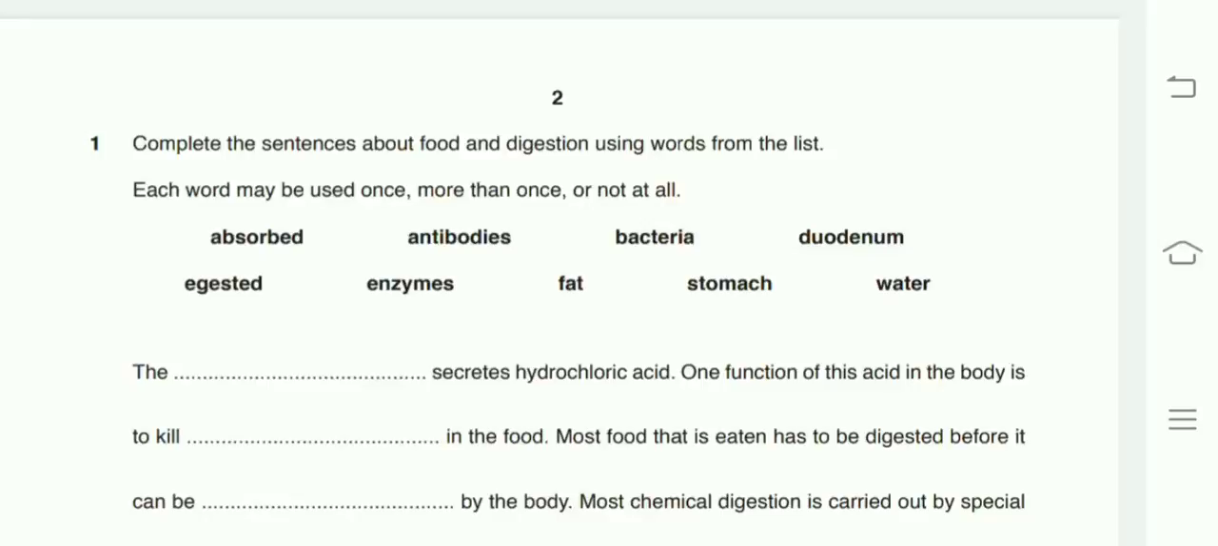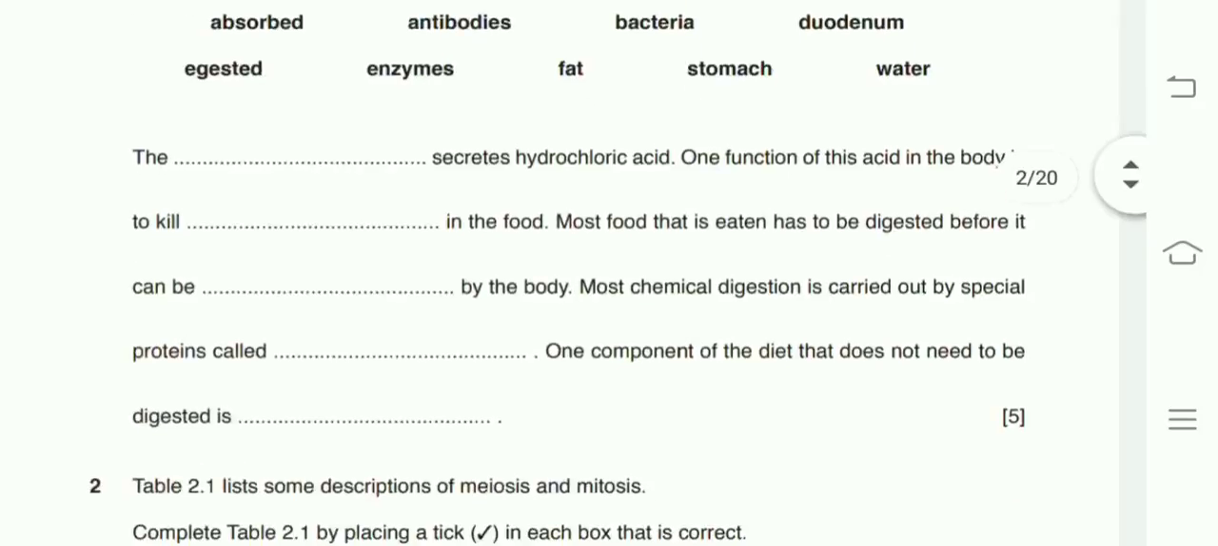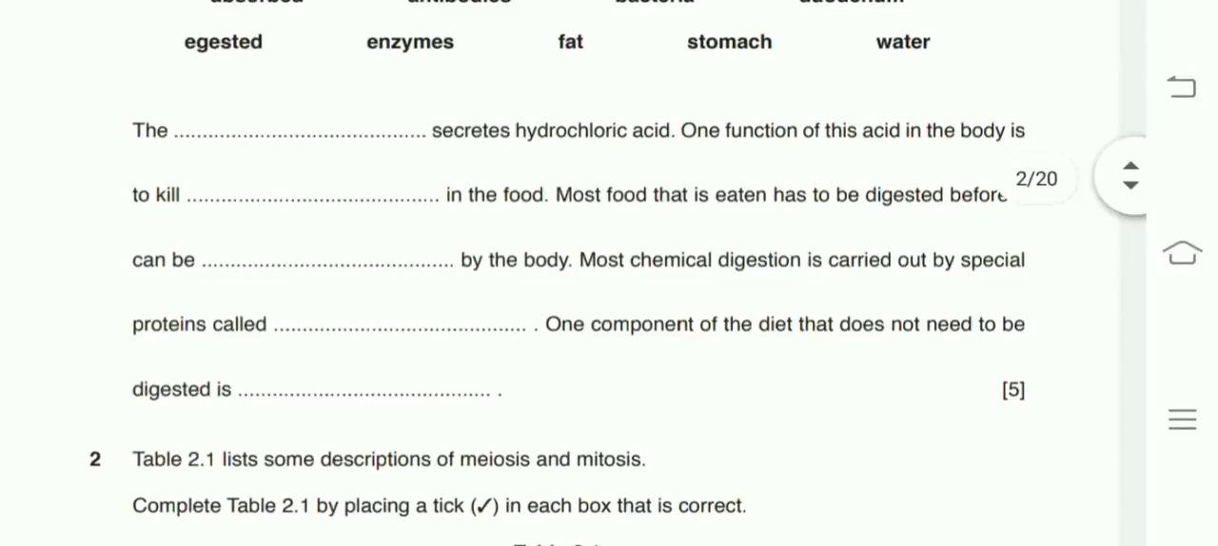The stomach secretes hydrochloric acid. Okay, good job. And then the second one: the function of this acid in the body is to kill bacteria in the food. Most food that is eaten has to be digested before it can be absorbed by the body. Most chemical digestion is carried out by special proteins called enzymes. One component of the diet that does not need to be digested is water.